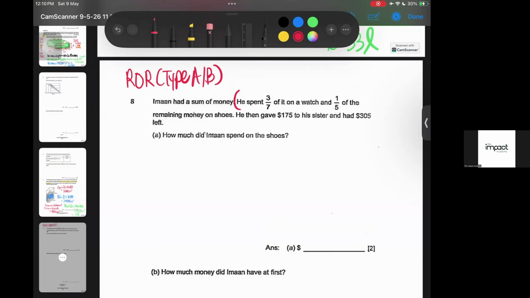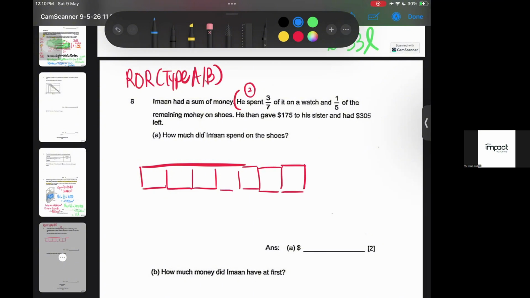Okay, Iman, you rich. Wow, you got $1 billion. You spent 3/7 of it on a watch. I see. So you bought a watch. How many units of money do you have? You have 7 units of money, right? Then you use 3 units of money, is it? Yes. Okay, let me go faster and shade this. Iman, teacher also don't have time really.